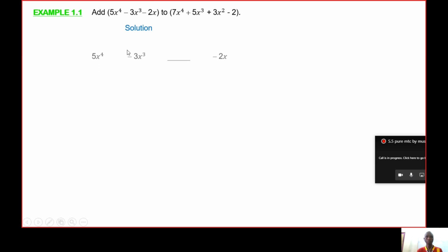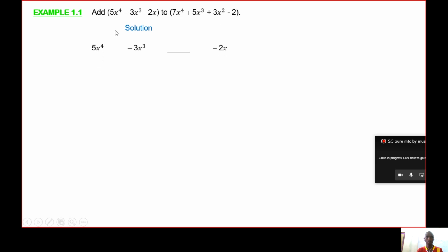Let us look at the first example there. Add 5x^4 - 3x^3 - 2x^2 and 7x^4 + 5x^3 + 3x^2 - 2. So they want us to add these two polynomials. How do we add? Remember, I said we add the polynomials by adding the like terms. So let us go to the solution here.